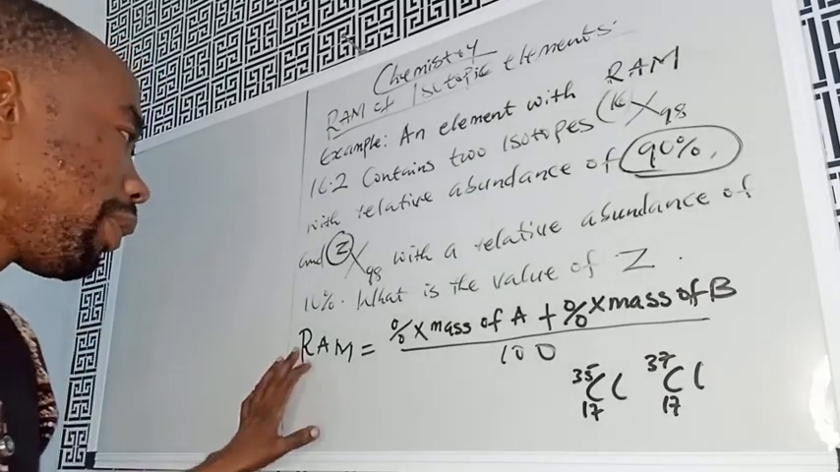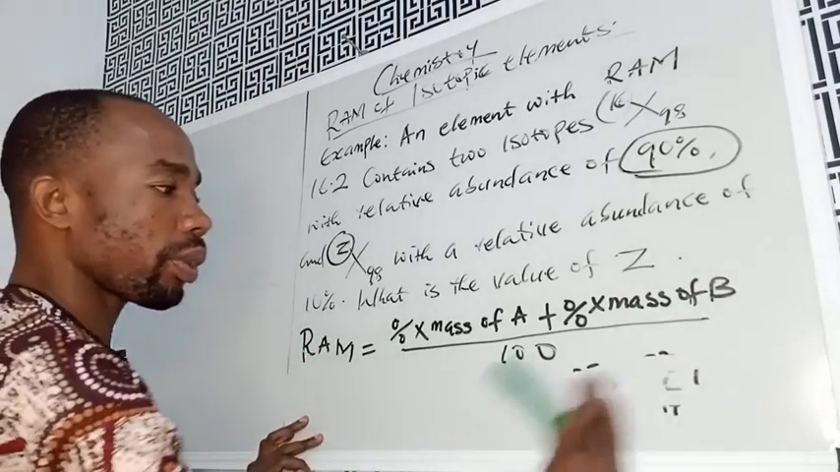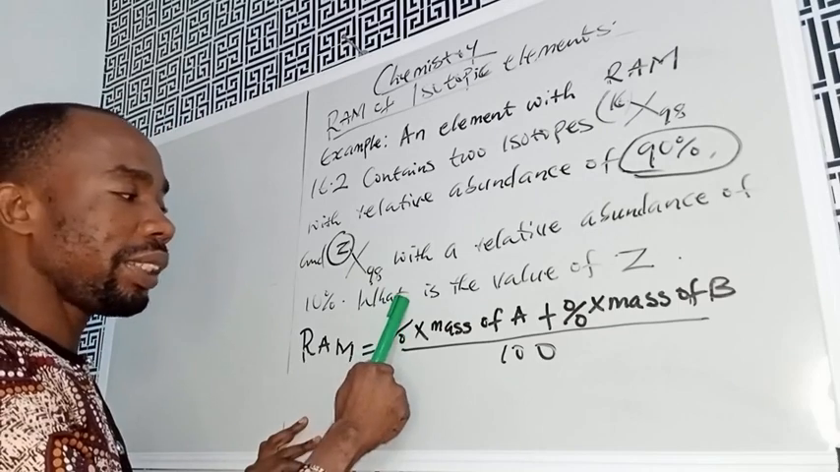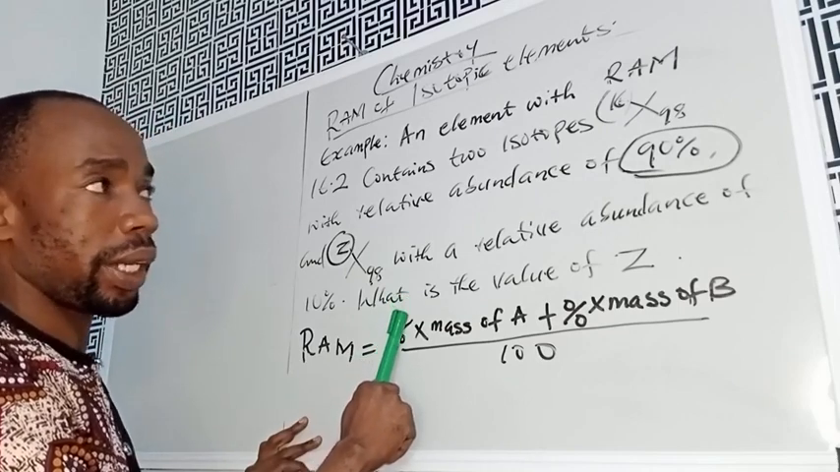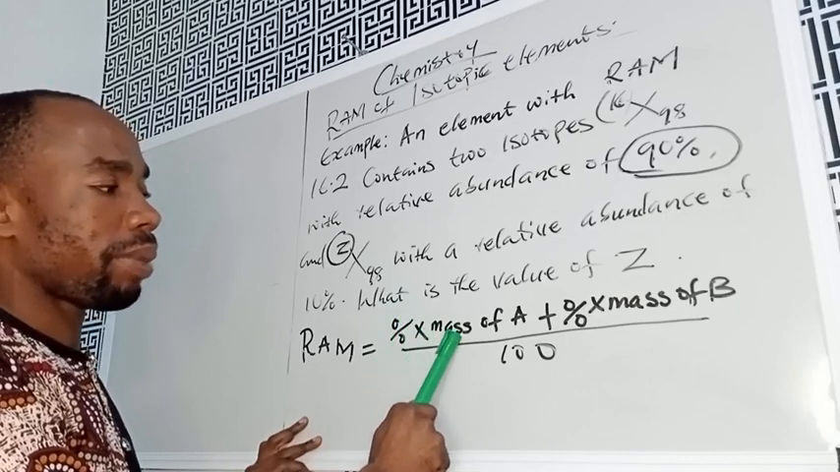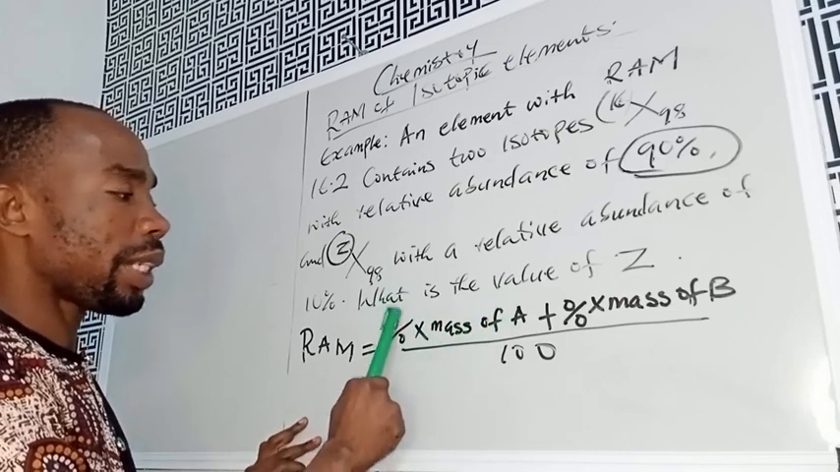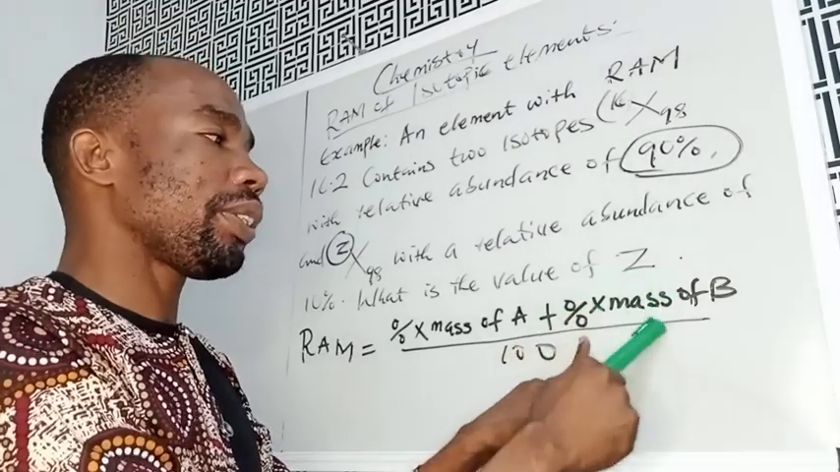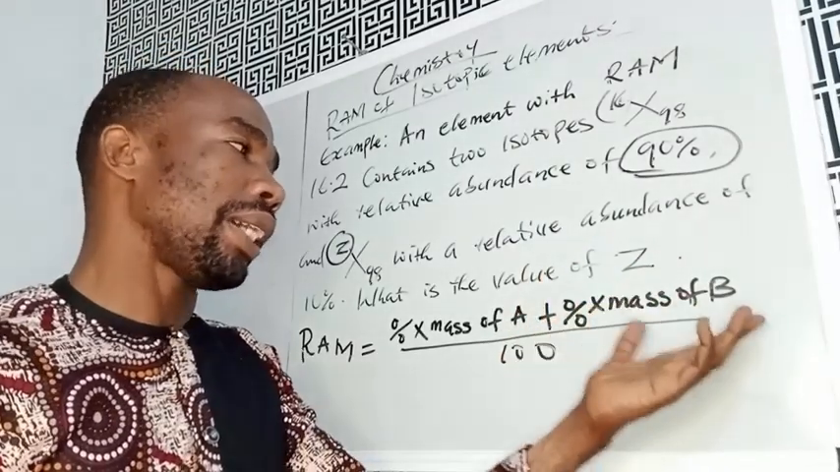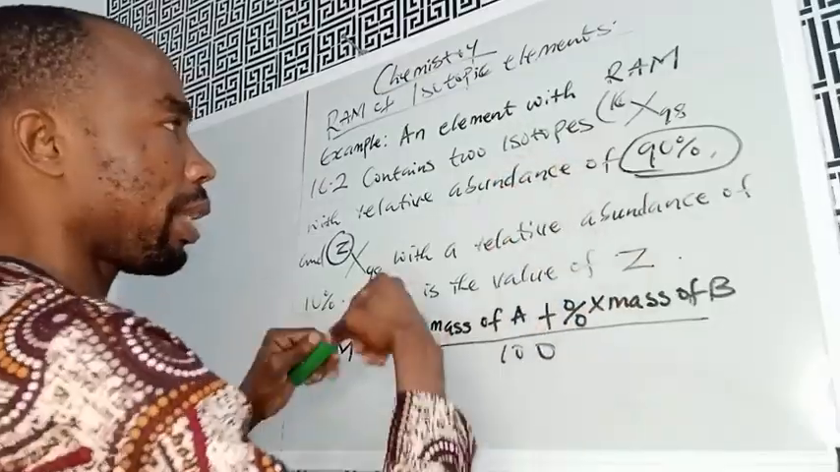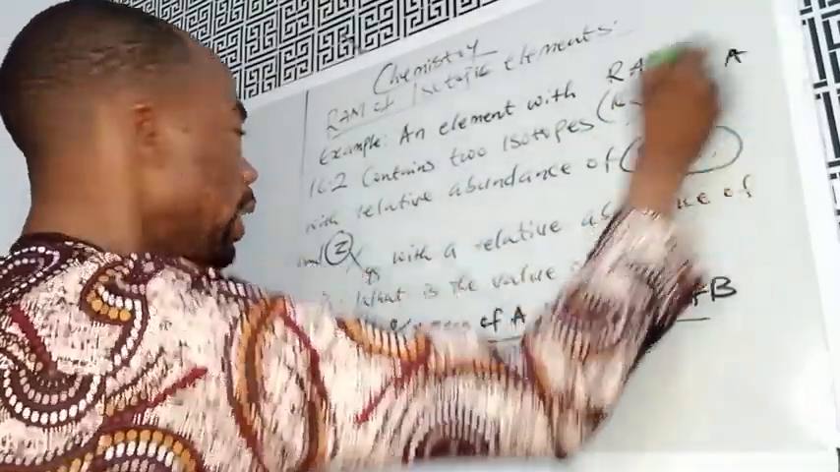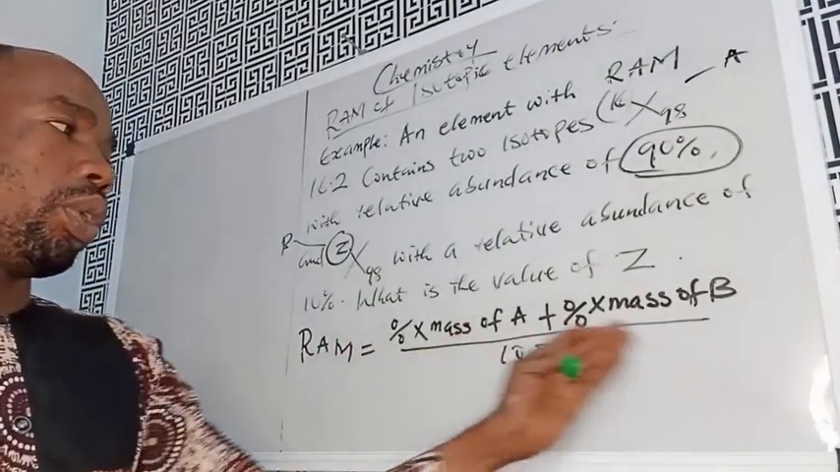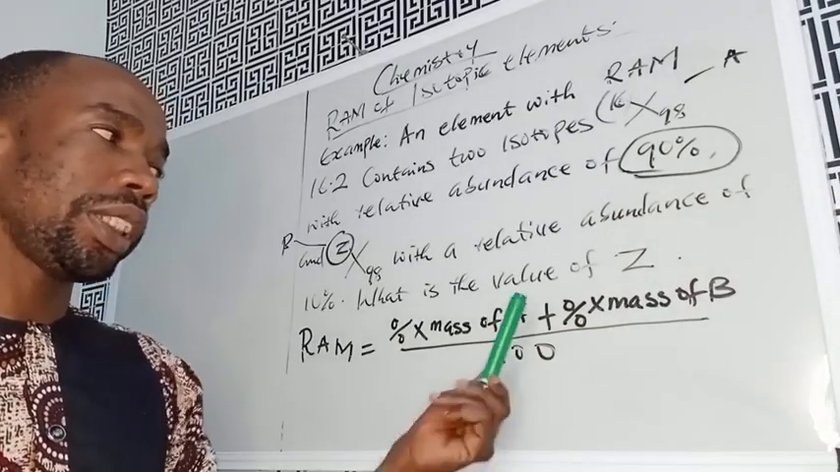So the formula we're going to use is: relative atomic mass is equal to percentage abundance of A times mass of A, plus percentage abundance of B times mass of B, everything all over 100, because percentage is out of 100. I'm taking the first isotope to be A and the second isotope to be B.